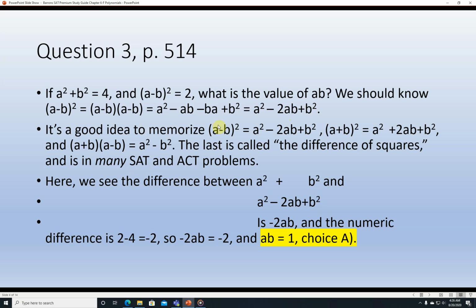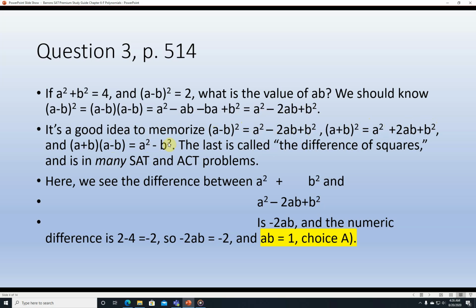So it's a good idea to memorize that (a minus b) squared is equal to a squared minus 2ab plus b squared, and that (a plus b) squared is a squared plus 2ab plus b squared, and of course (a plus b) times (a minus b) is a squared minus b squared.